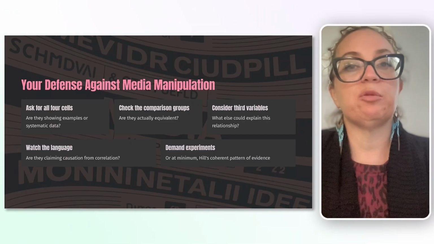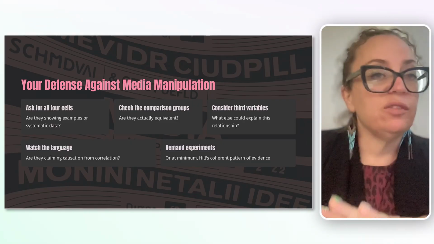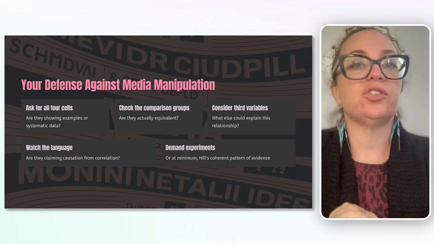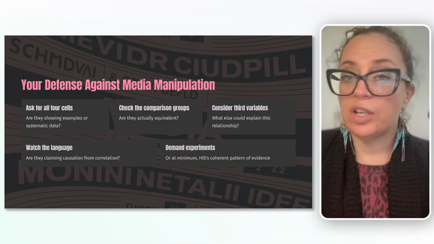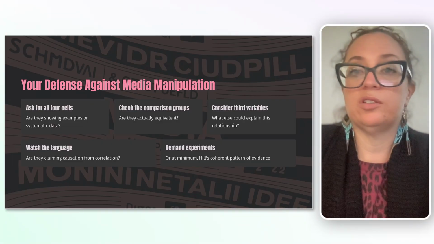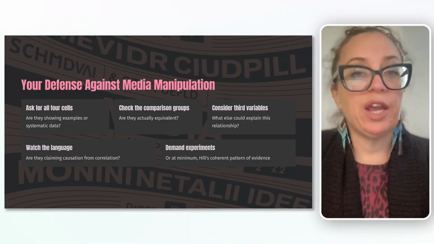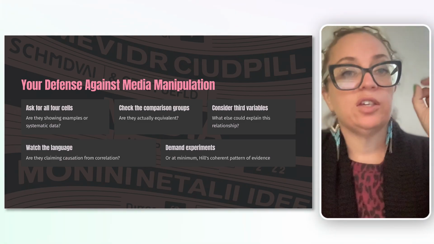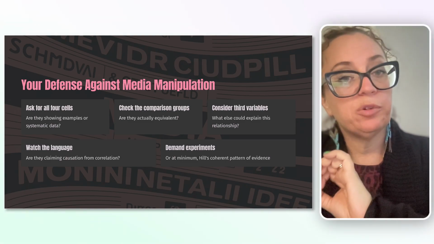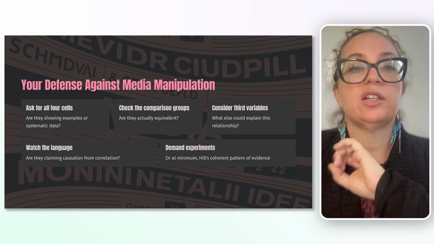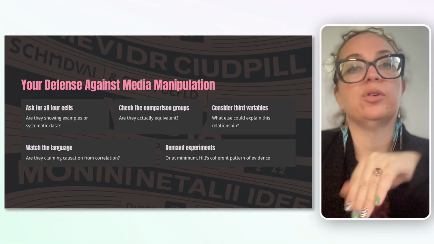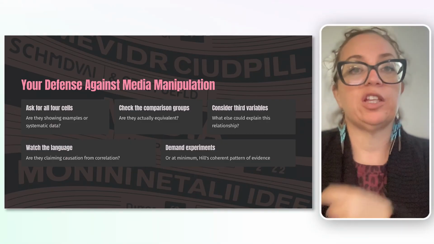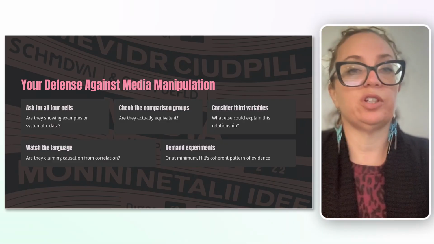Every time you see a claim about health, psychology, or behavior in the media, ask yourself: is this based on all 4 cells or just examples, just cell 1? Are they comparing appropriate groups? Could this be explained by a third variable? And are they claiming causation or correlation? Are they claiming causation when they should be claiming correlation?